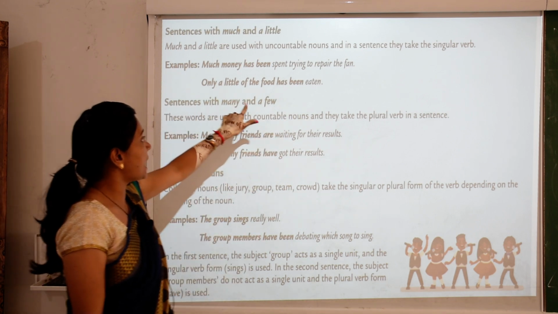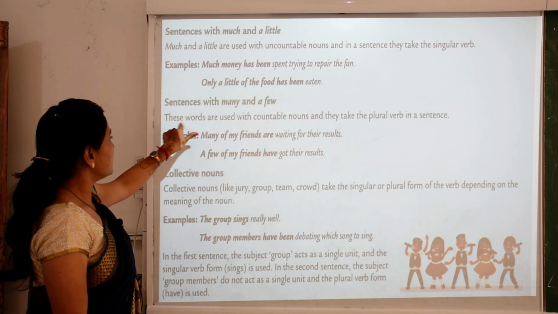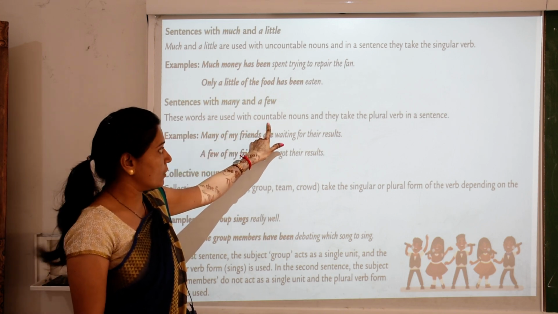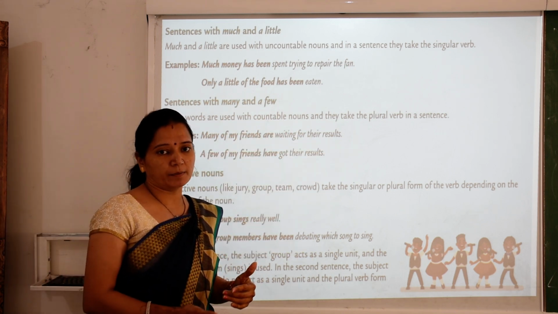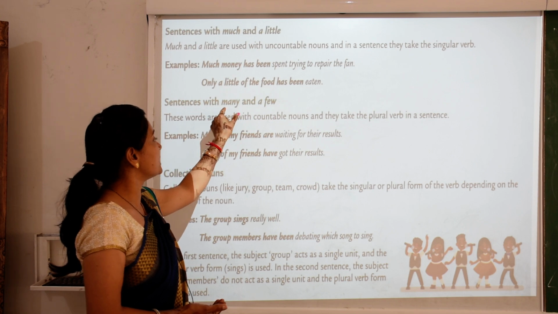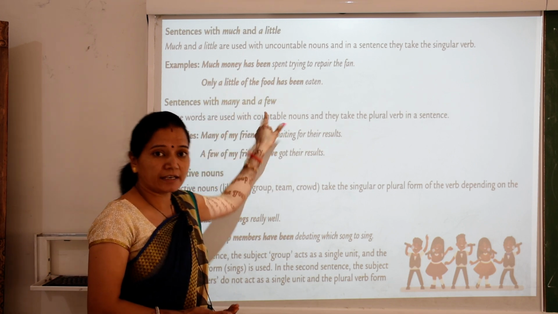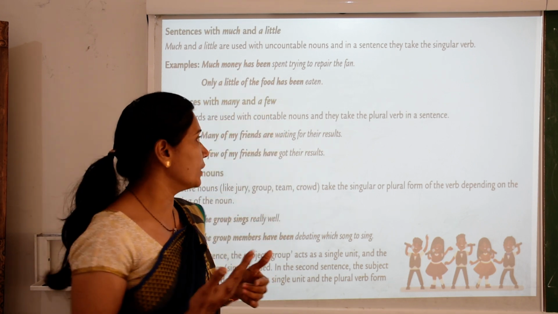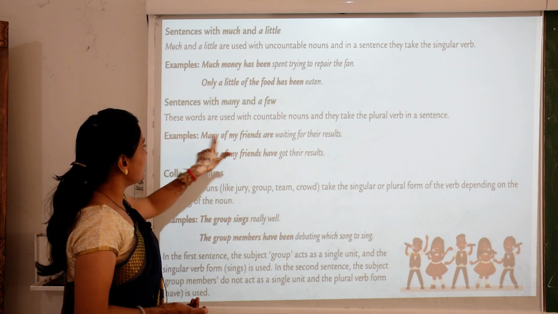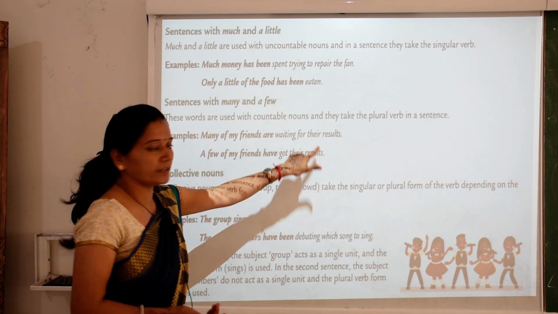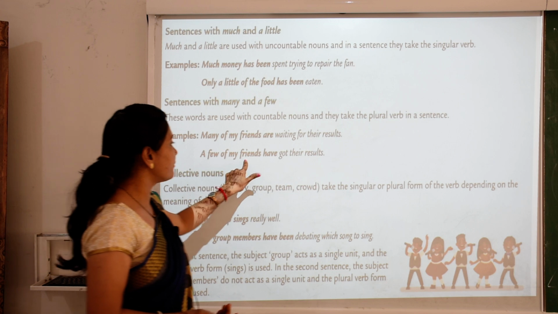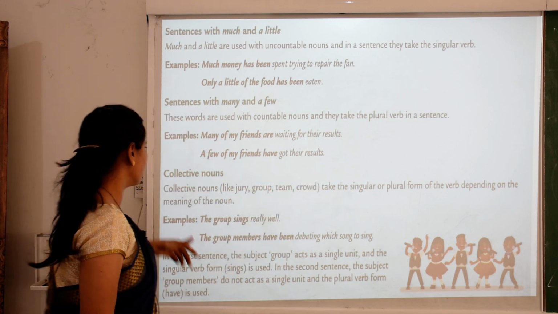Sentences with many and a few. These words are used with countable nouns and they take the plural verb in a sentence. So students, please remember these things. Many and a few always take a plural verb. Many of my friends are waiting for their results. A few of my friends have got their results.